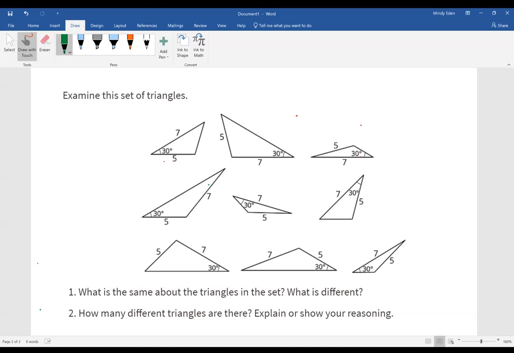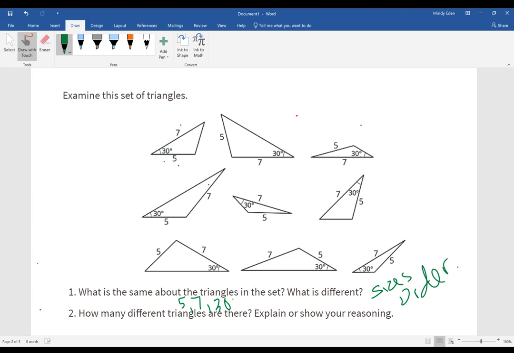Let's look at our second example. We've got 9 triangles, and question number 1 says, what is the same about all the triangles? So, what I notice is that they all have a side of 5, 7, and 30 degrees. But what is different is I notice they're different sizes, first of all. Some are bigger than each other. And I notice that the order where the 30, the 5, and the 7 are is different.